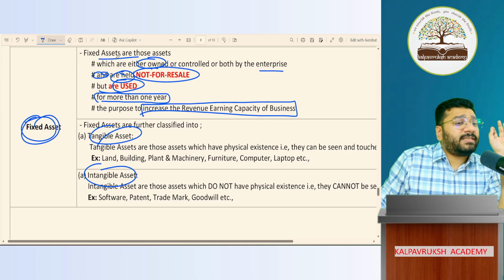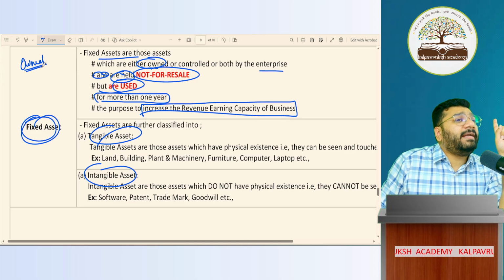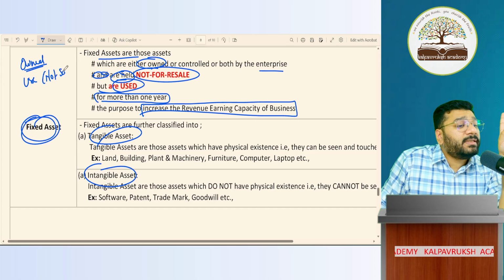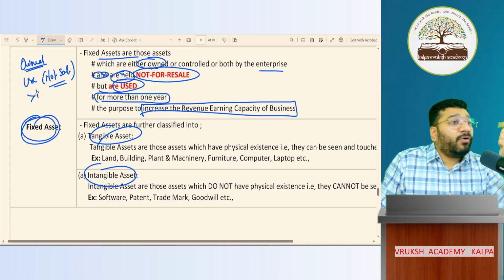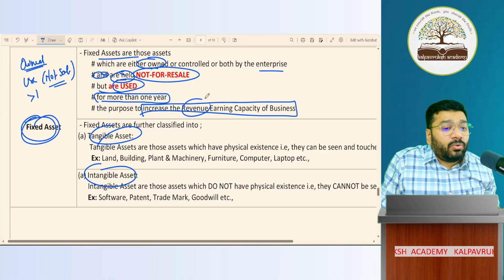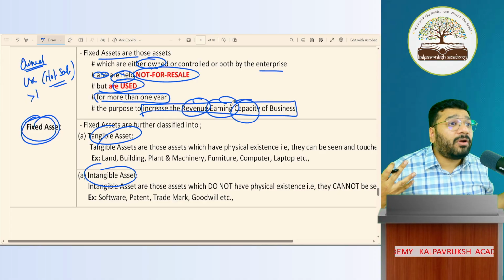So fixed assets are those assets which are first owned by the entity, held for use, not sale. And I'm going to use this for more than 1 year. For what? For getting future economic benefit, to earn revenue, to increase the revenue earning capacity. Got it? Not got it?